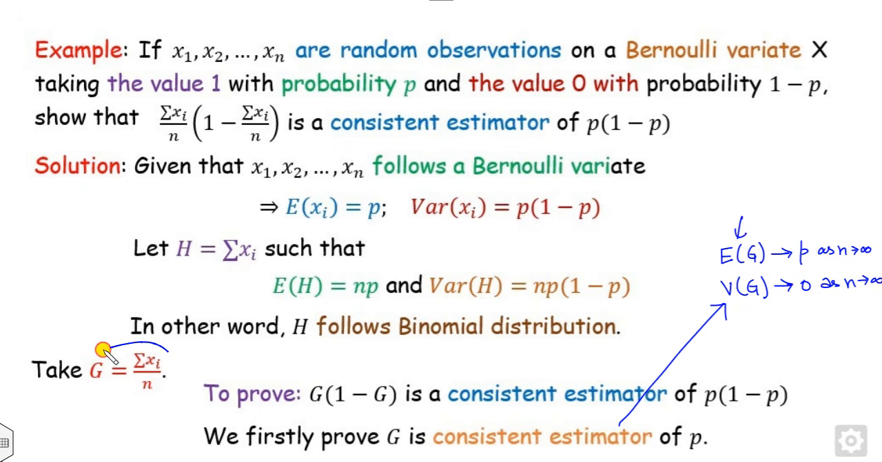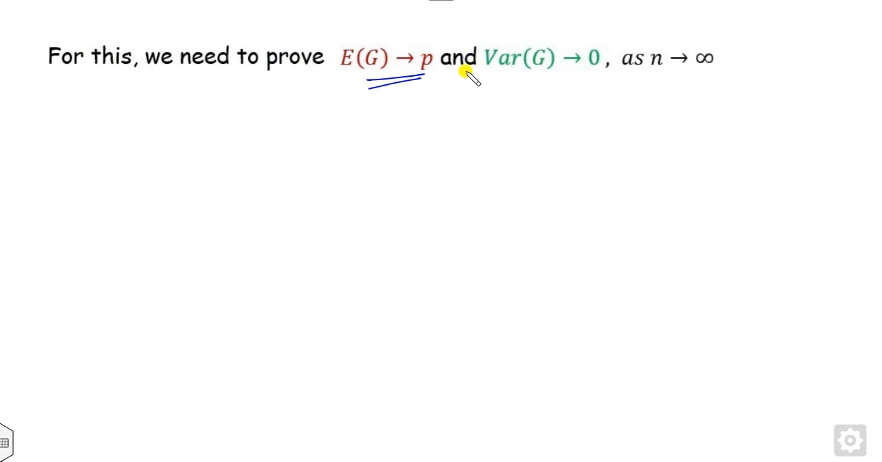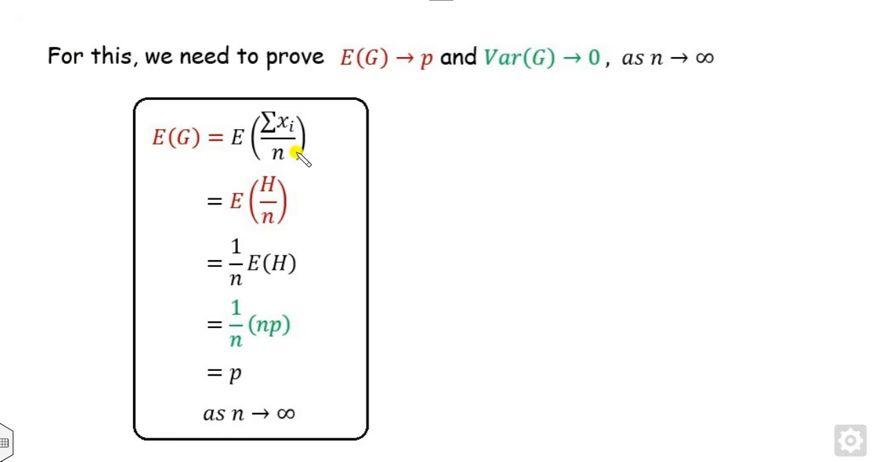What is G? It is my sum of xi's divided by n. What is the E of xi? It is nothing but the H. So I have the mean of H and the variance of H. I can start with this. My target is here, so I can simplify this simply. This quantity is nothing but my H. 1 by n is outside, E of H. What is the E of H? The expected value, the mean of the binomial distribution, is np. So n is cancelled here, and this property is satisfied.